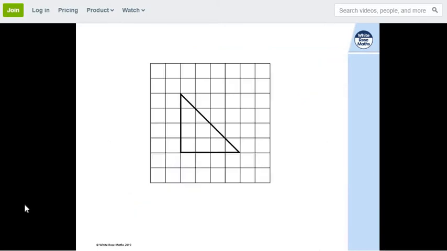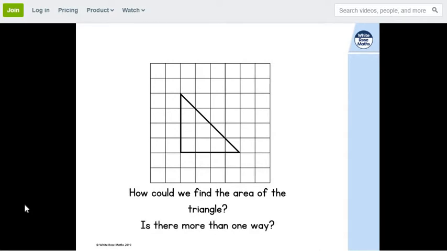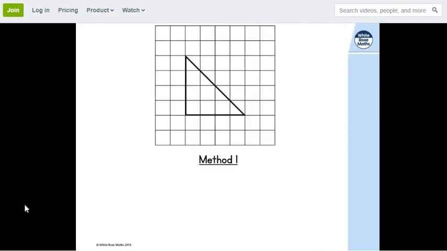Right then, here's a triangle. We're going to use squared paper to help us first. So, your turn now. How could we find the area of the triangle? And is there more than one way of doing it? Pause the video, think for yourself first. Let's consider method 1.